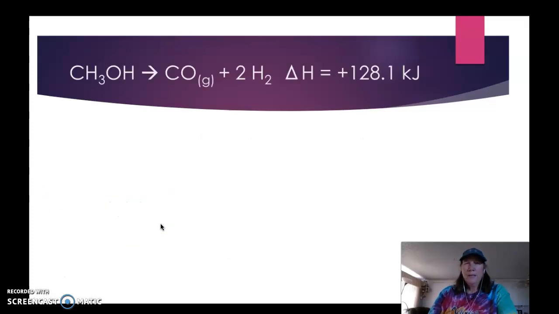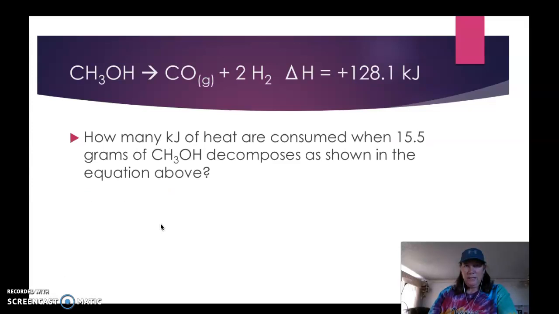Okay. All right. What do we have here? We're trying to figure out the amount of heat. Now, remember when it's written like this, we've got delta H is plus 128. That means the heat's over here. That means it's endothermic. If this was minus 128, it would have been over here. How many kilojoules of heat are consumed when 15.5 grams of CH3OH decomposes?